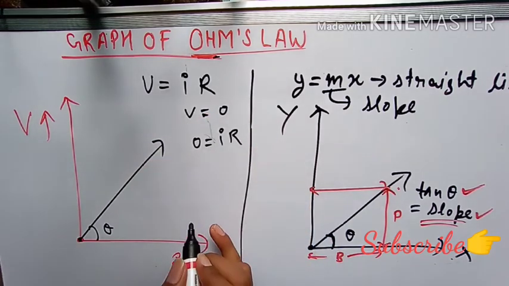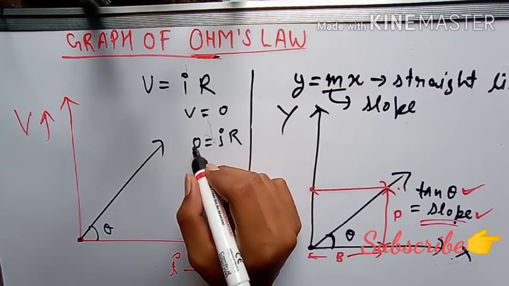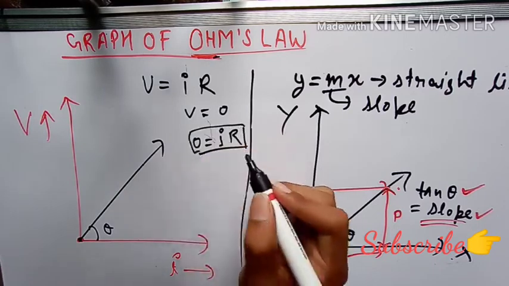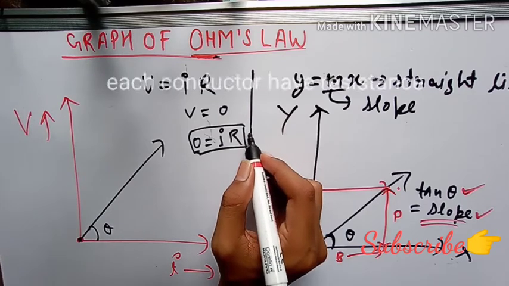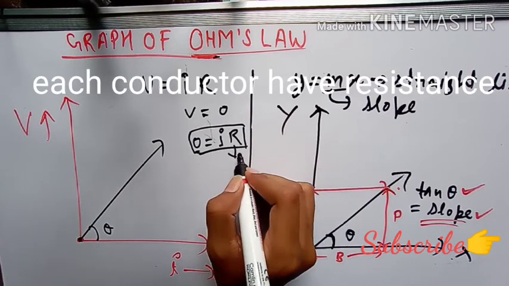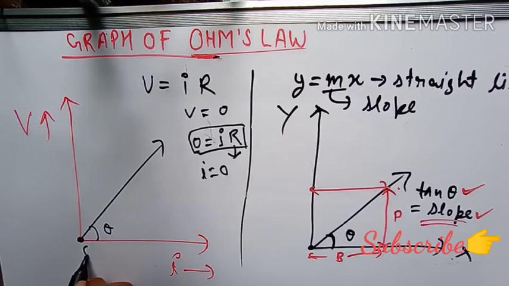I into r is equal to 0. So either I will be equal to 0 or r will be equal to 0. But in the case of a conductor, r cannot be equal to 0 because there must be some resistance that opposes the flow of current. So r will not be equal to 0. But what about I? I will be equal to 0. So at the origin, look at the coordinate 0, 0. This is where V is equal to 0 and I is equal to 0. Understand? Okay, very good. So let us try to calculate this tan theta.